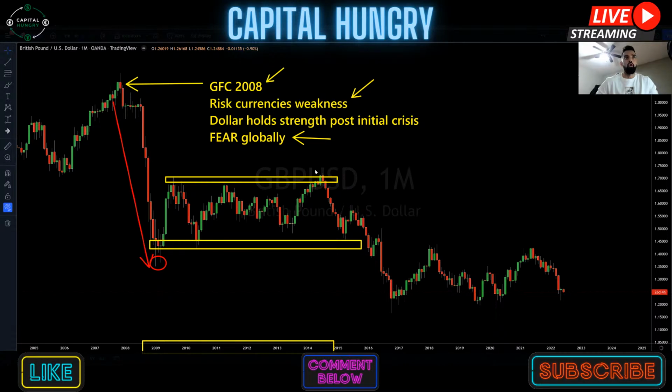More fear globally, right? Then you can see you essentially have this pullback from around 1.45 to 1.65, where you're consolidating in this period for years before having another fundamental catalyst come into play that drives us down to these lows and potentially even lower in this overall bearish market structure with dollar domination.